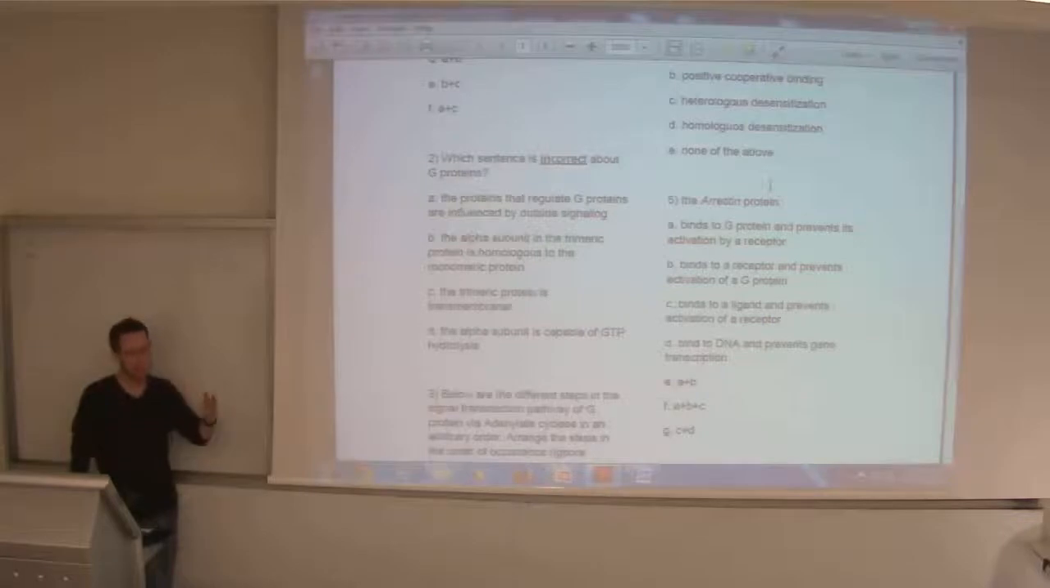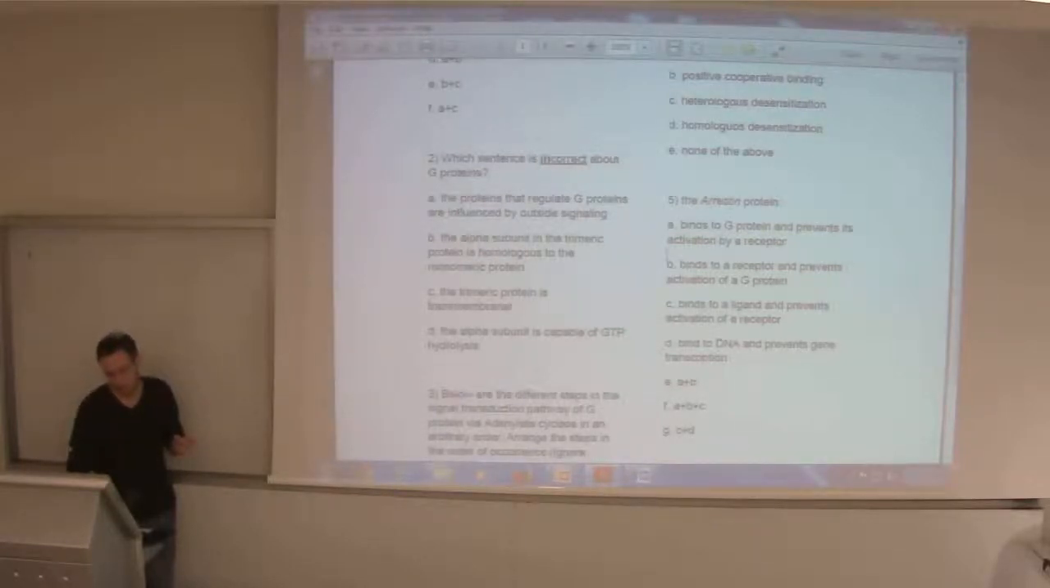Then some of the adaptation that exists in vision is enabled due to the arrestin protein that is activated and binds to the receptor itself, not to the G protein, but to the receptor. In vision, it's the rhodopsin. In the beta adrenergic pathway, these are the beta adrenergic receptors. So it binds to the receptor and blocks any further transmission through this receptor.